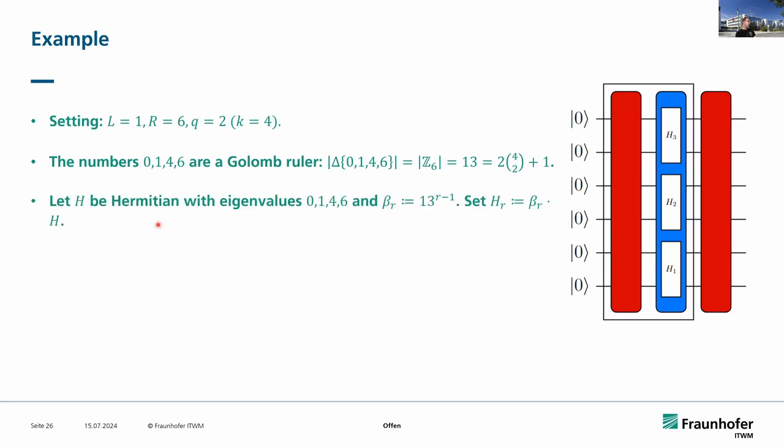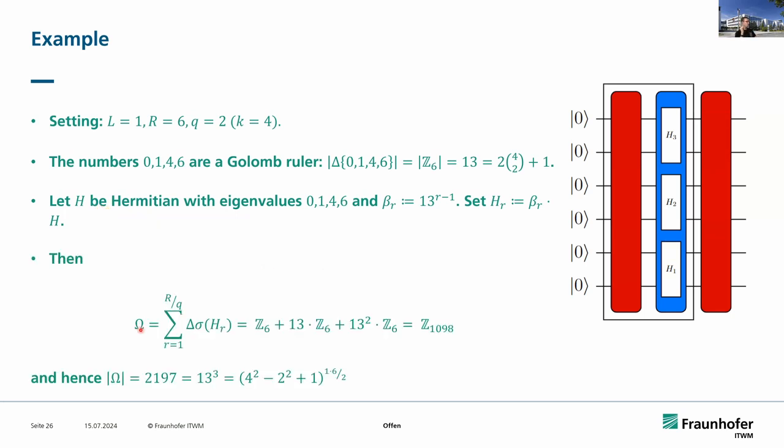And now you choose a Hermitian matrix with these eigenvalues, 0, 1, 4, and 6. You can choose a diagonal matrix or any other matrix with these eigenvalues. And then let's define scaling factors that are all powers of 13. And then we set our subgenerators H1, H2, and H3 to be the scaling factor times this chosen Hermitian matrix.